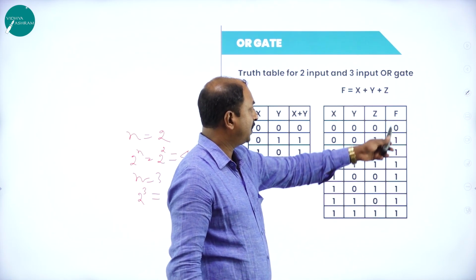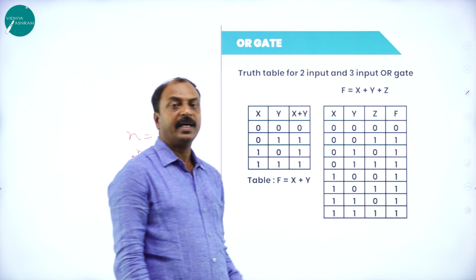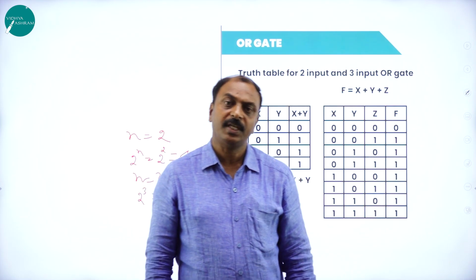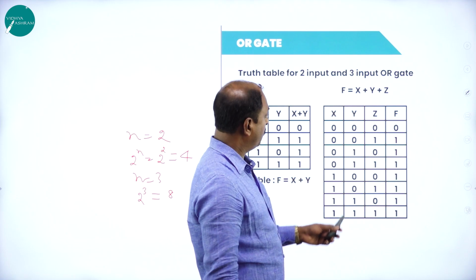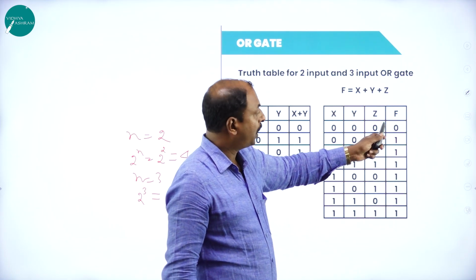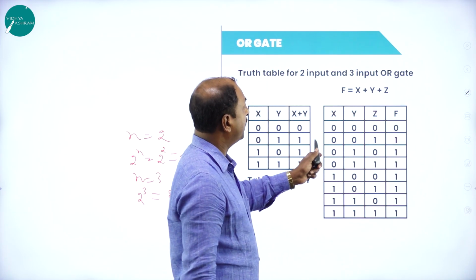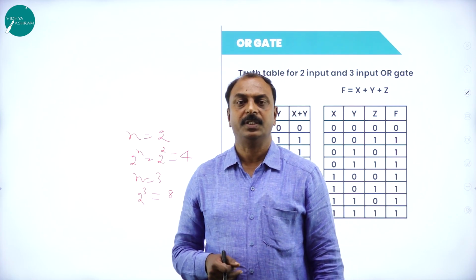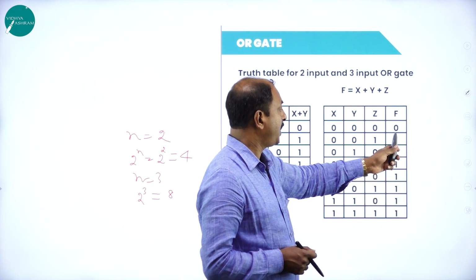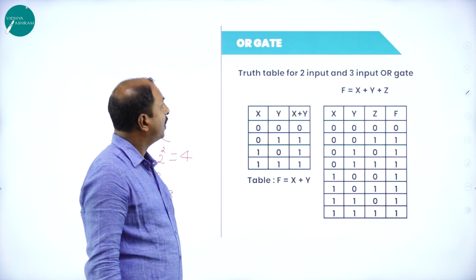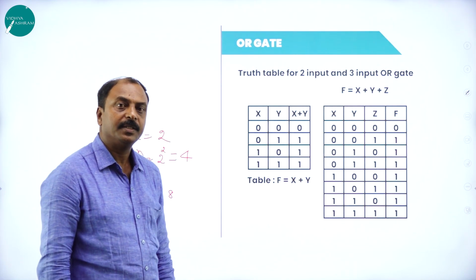And what would be the result for these combinations? As per the definition, if any one of the inputs is high, output is high. Accordingly, in the first combination, none of the inputs is high, so the output will be 0. In the rest of the combinations, at least one input is high, so the result will be high. So this is the truth table for OR operator or OR gate.